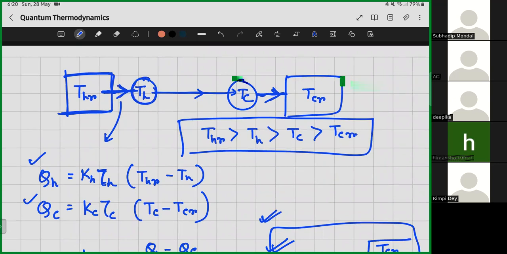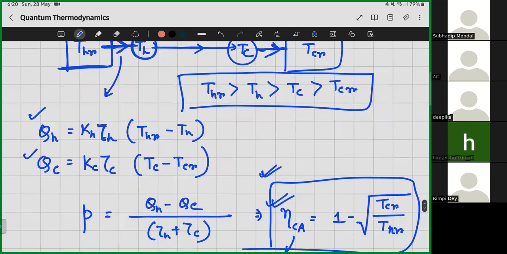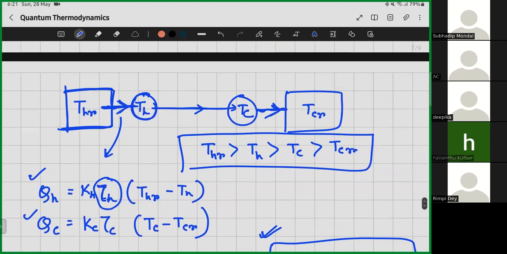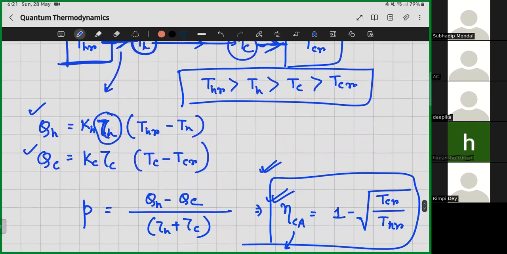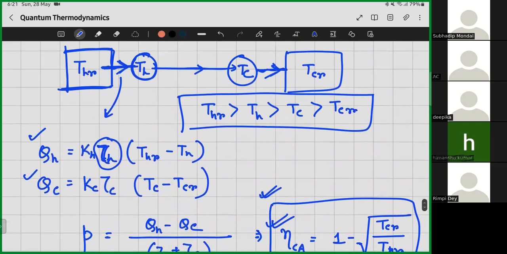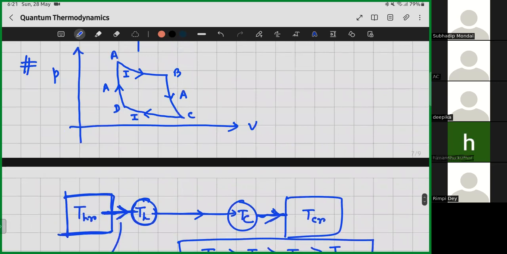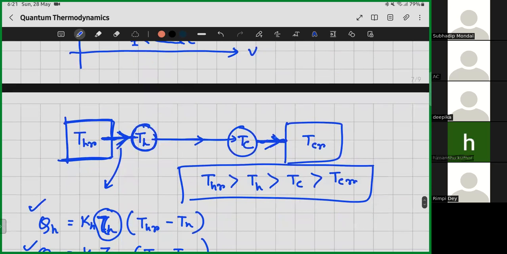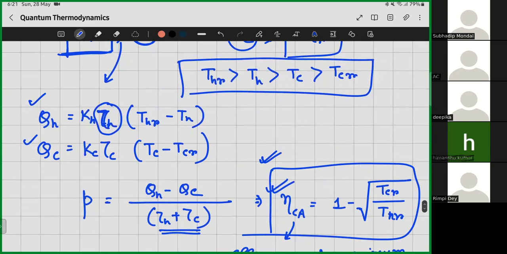Then heat will flow from the reservoir to the system as THR is greater than TH, and for that, the time tau H is required. What is tau H? This is the time. That's why here comes tau H plus tau C. If you consider the cycle, in the other processes there is no time. Time is only there from here to here and from TC to TCR. So the overall time to complete the cycle is tau H plus tau C.